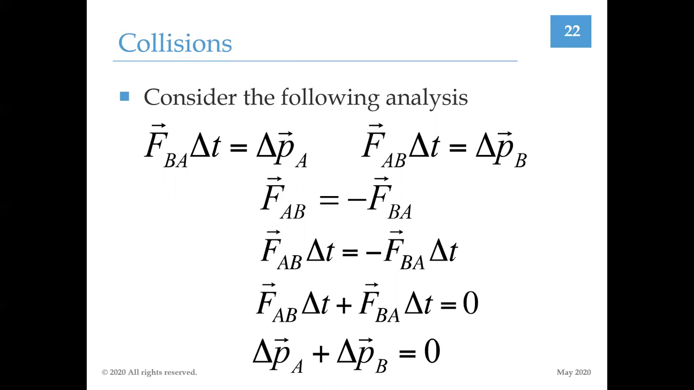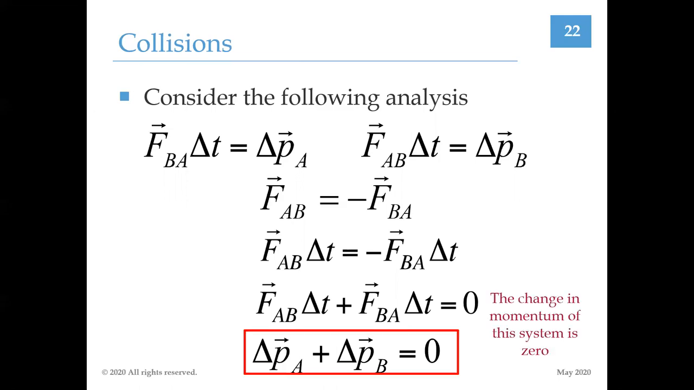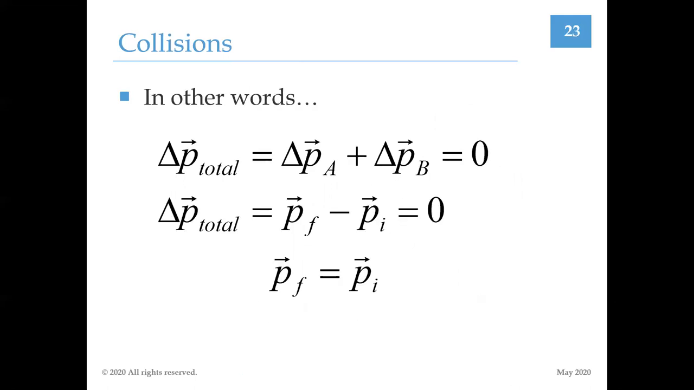Really important when you're doing these problems is to remember that momentum is a vector, meaning its direction matters. If I'm moving towards some object and then moving away, my velocity is different in those two situations, so my momentum will have different signs in both cases. The change in momentum of the system is zero because the system is conserving momentum. In other words, the total change in momentum, astronaut A plus astronaut B, is equal to zero.